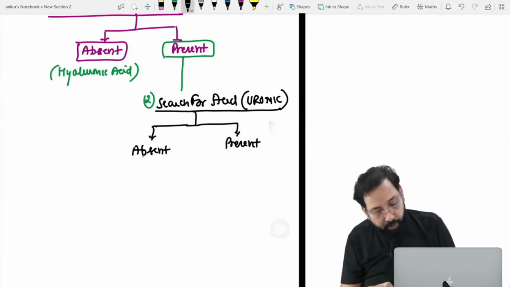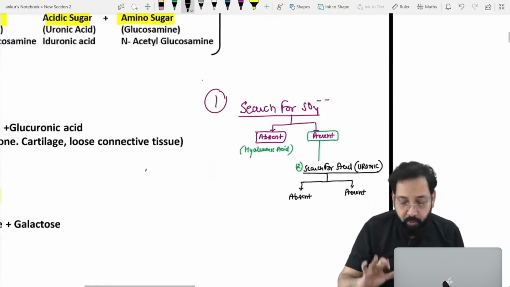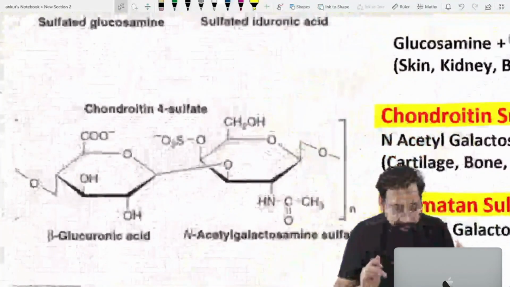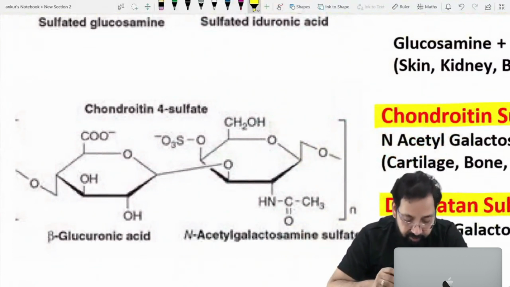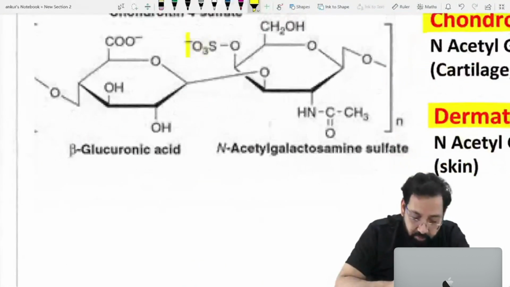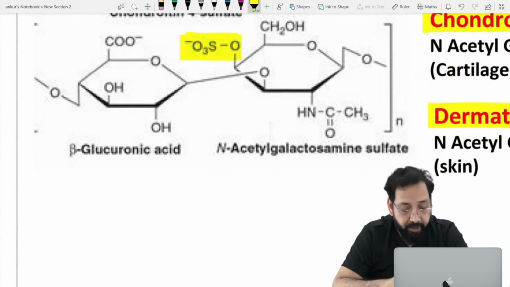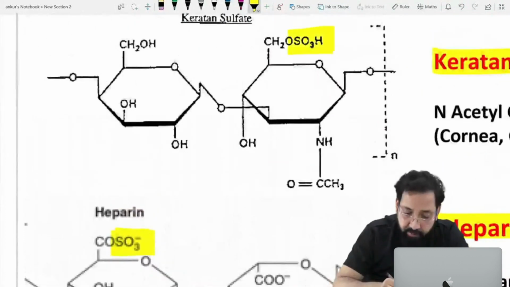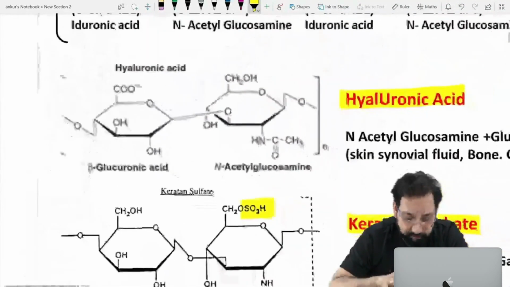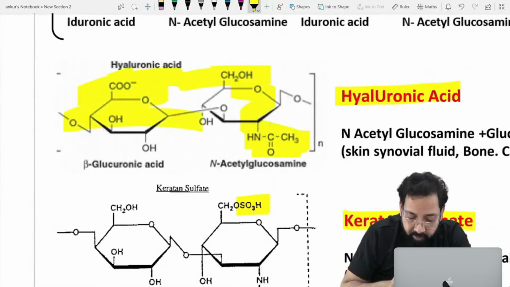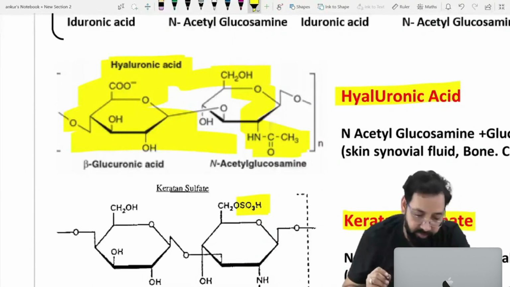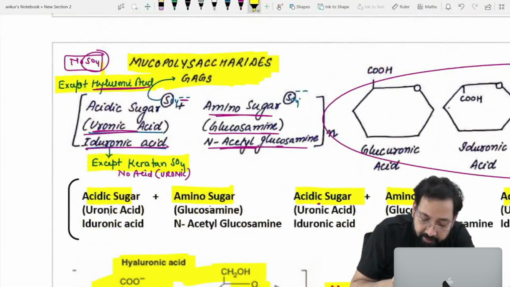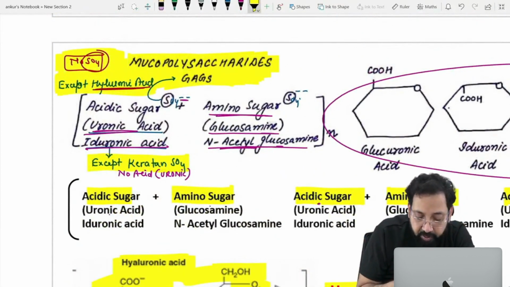Before moving further, let me show you. I gave you this structure. I said that whenever a structure is given, I don't know which structure this is, I see sulfate, it can't be hyaluronic acid. No sulfate, the answer is hyaluronic acid. I have told you this is a single liner: all mucopolysaccharides have sulfate except hyaluronic acid.